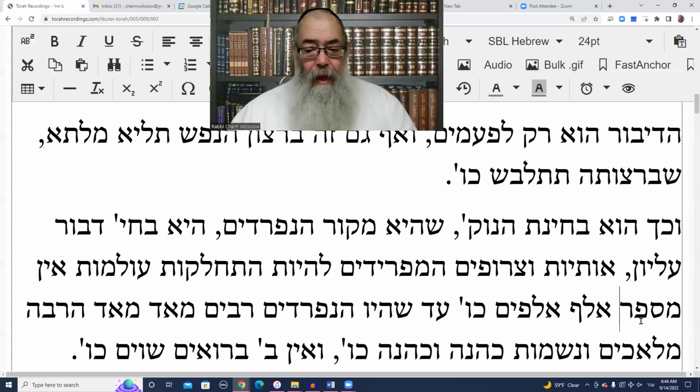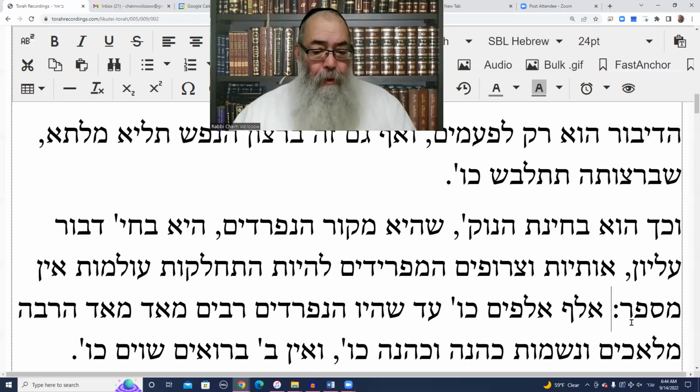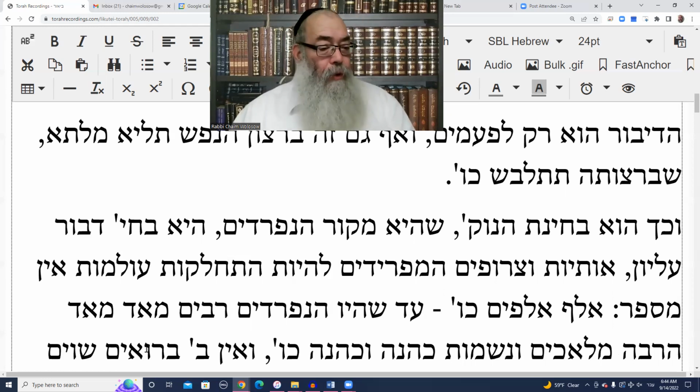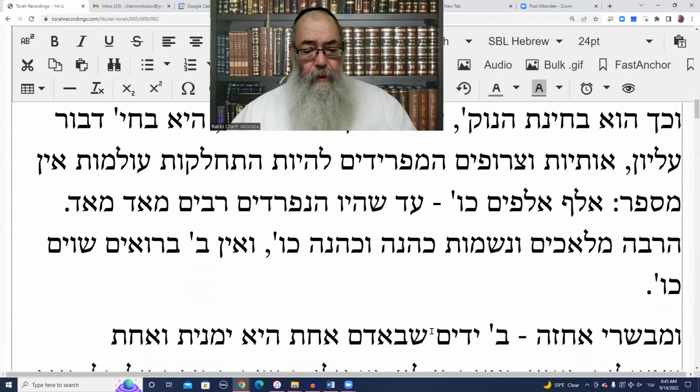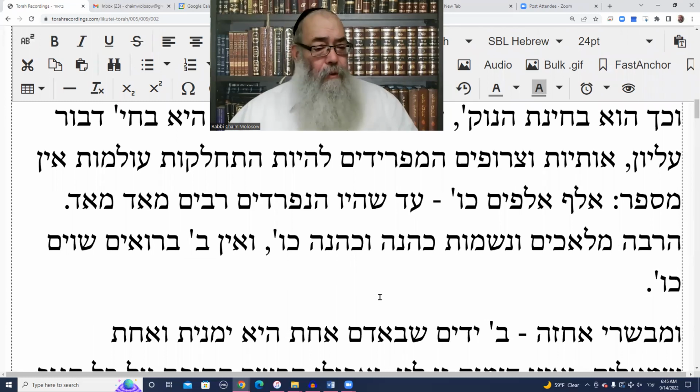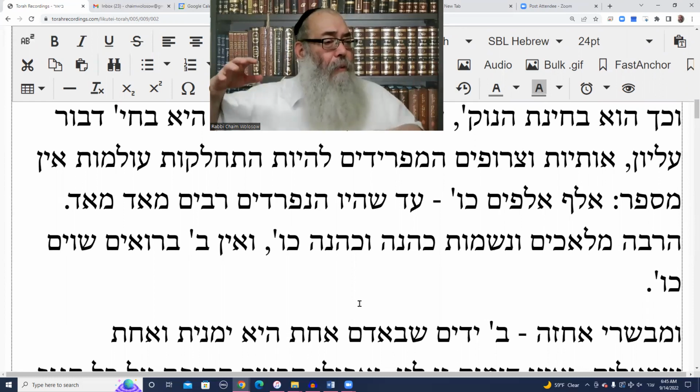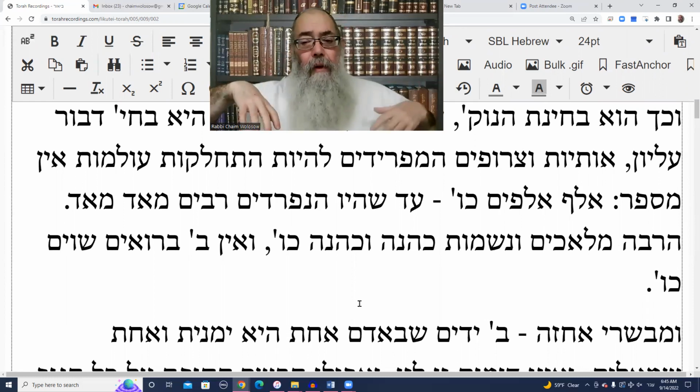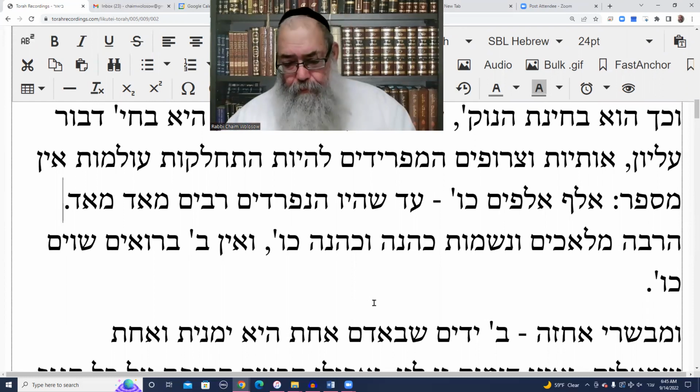Without number, as in the pasuk, "a thousand thousands serve Him", until you have many separated ones. You have many angels, many souls, and so on and so forth. And there are no two created beings that are equal. So this all comes from the various combinations and the letters, which is the level of dibur.